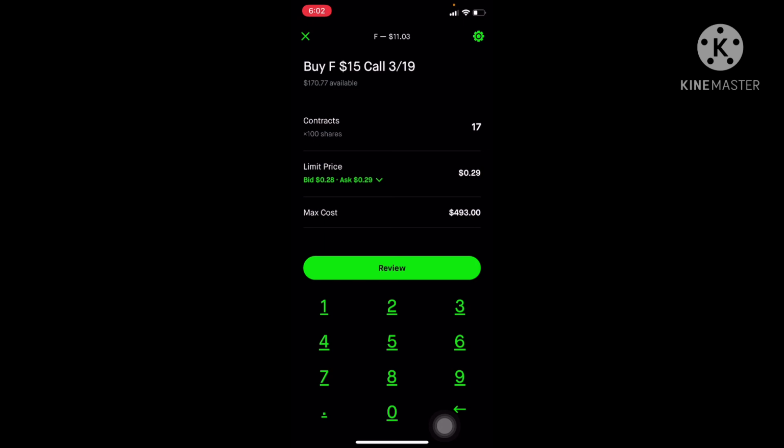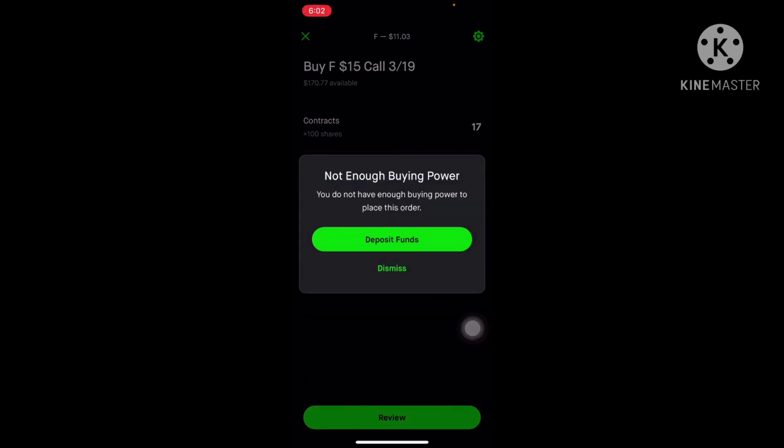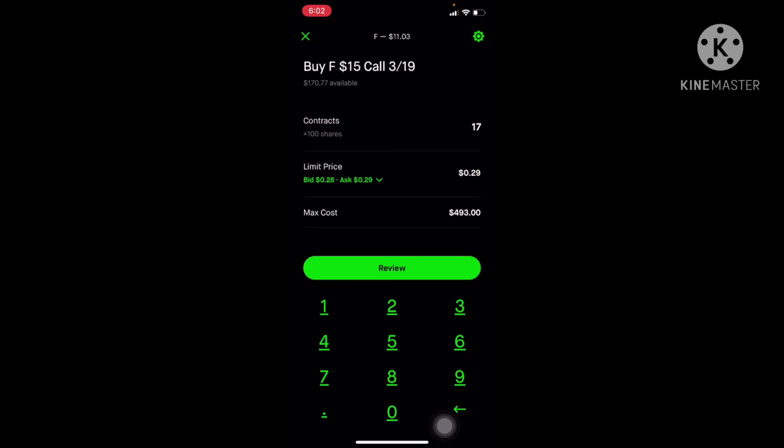Push review. And then you'll see, I don't have enough buying power. How much do I got? It doesn't matter because I'm not buying. So review and then you buy. 29 cents, 17 contracts would be $493.